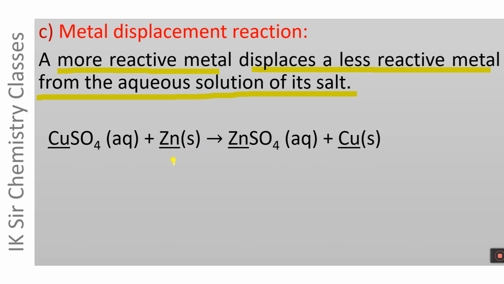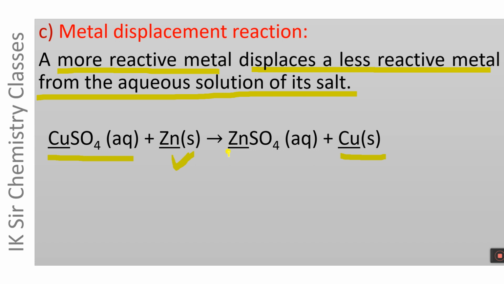When a zinc strip, not copper strip, is dipped into the aqueous solution of CuSO4, a reddish brown precipitate of copper is obtained and the blue color of the solution becomes colorless due to the formation of ZnSO4.